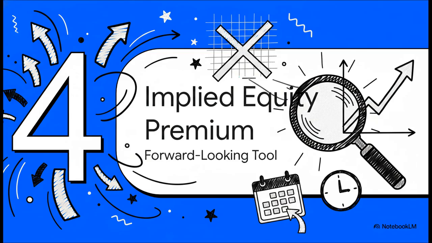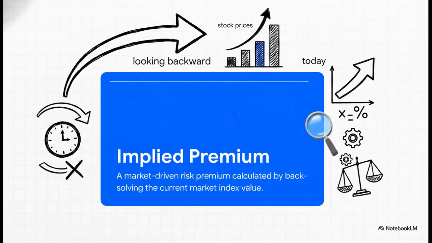All right, Section 4, the implied equity premium, the forward-looking tool. Now, instead of looking in the rearview mirror, this approach looks at right now. It's a real game changer because it completely dodges that historical survivor bias we talked about. By assuming the broader stock market is efficiently and correctly priced in the aggregate today, we define the implied equity premium as the exact required rate of return that we backsolve for using current index prices. It makes the whole thing highly dynamic. It literally shifts as stock prices and interest rates shift.